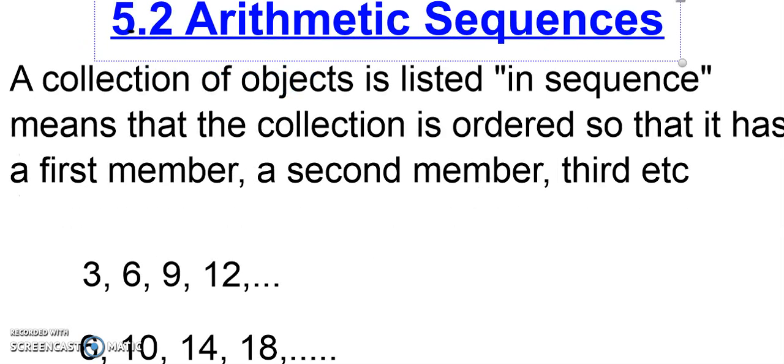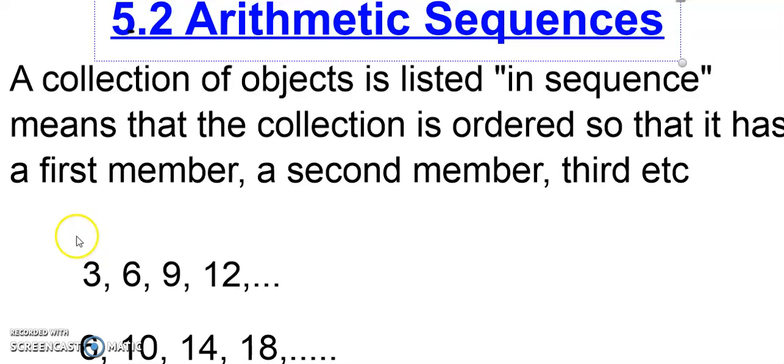So first of all, we have just the definition of a sequence. Think of it as a pattern. I'm sure you've dealt with these in previous math classes, but a sequence has an order to it. We're listing off numbers and there's a certain pattern that's happening. It's a collection. It's ordered so that it has a first member, a second member, and a third member, etc.